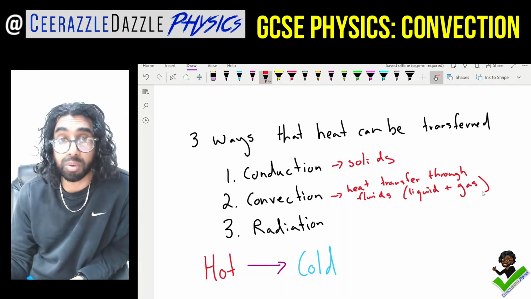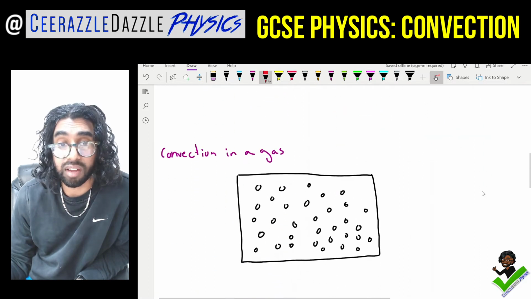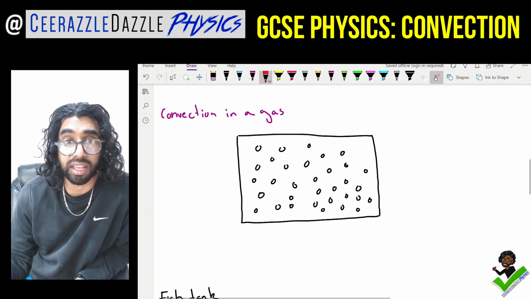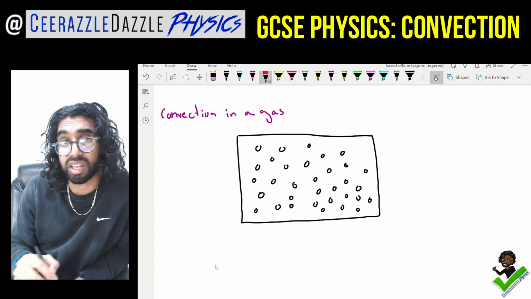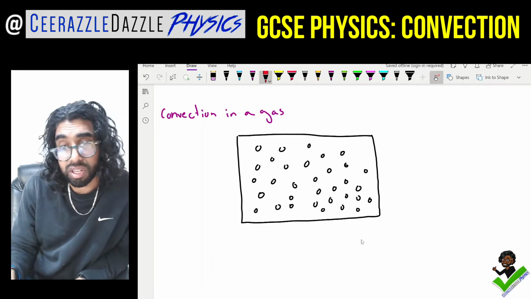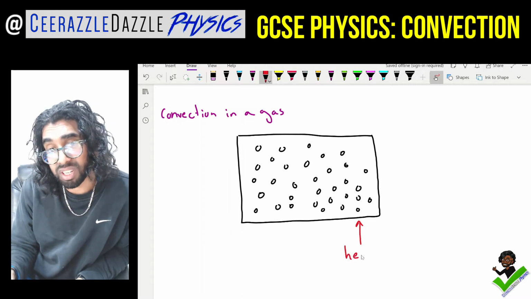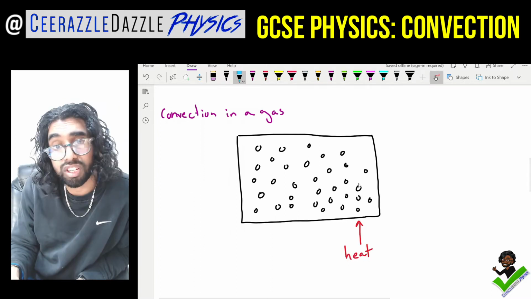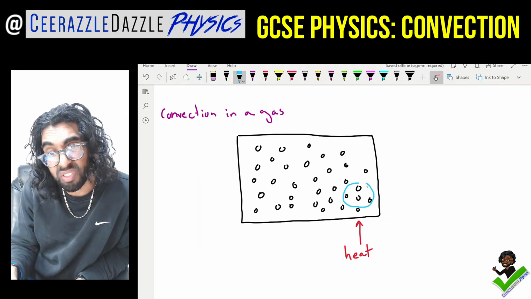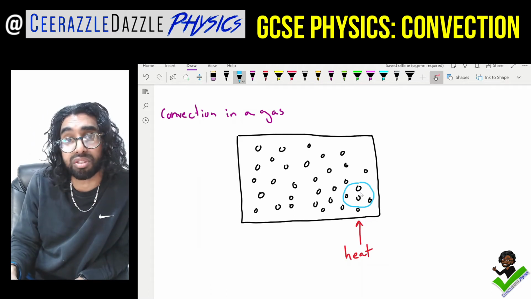Okay, let's get straight into it with the following example. So over here I've drawn a gas. Yes, I've drawn the particles inside a gas. Let's say now we were to heat it up on this side over here. So what happens if we were to heat it up over here? Okay, let's just talk about this region over here. What's going to happen to these particles here?